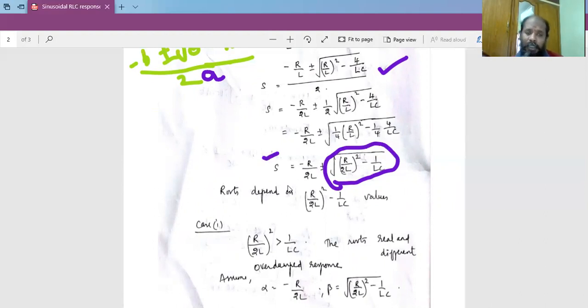It's a very long derivation it will be. Okay, so the roots depend upon this factor particularly. So we categorize that into three cases.